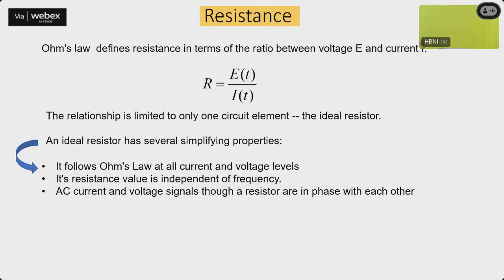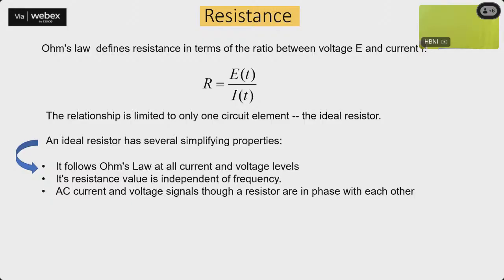So let's see, first we have to revise what exactly impedance is. Ohm's law defines resistance in terms of the ratio between the voltage and the current. So R is equal to E by I. Now please remember this relationship is limited to only one circuit element, which is the ideal resistor. The ideal resistor has several simplifying properties. It will follow Ohm's law at all current and voltage levels. Its resistance value is independent of the frequency, and the AC current and voltage signals through the resistor are always in phase with each other. So this is when you're talking about ideal resistance.